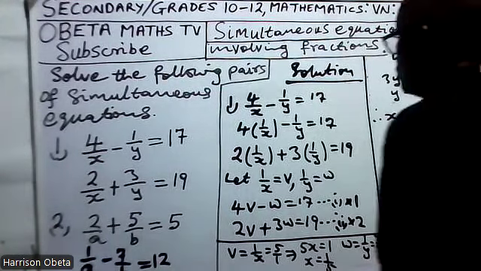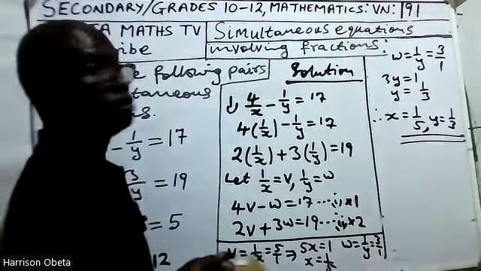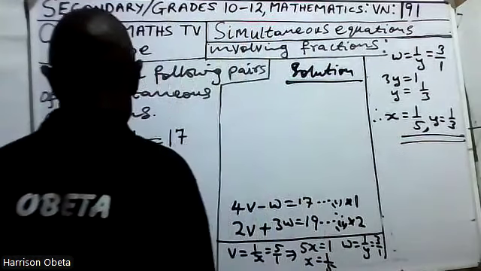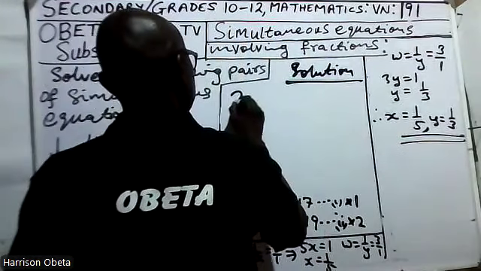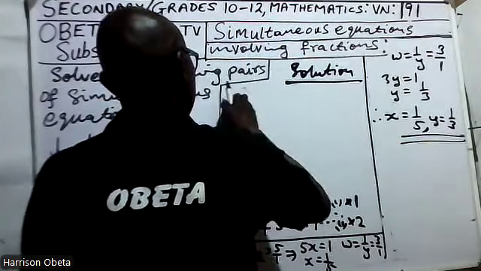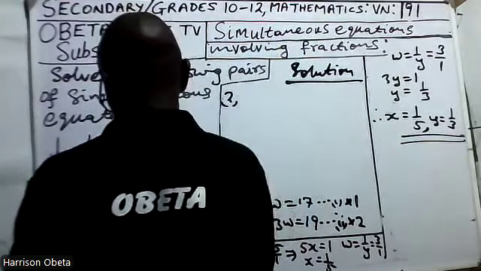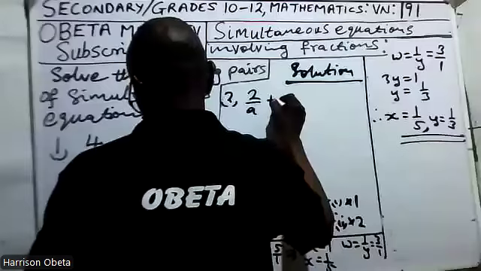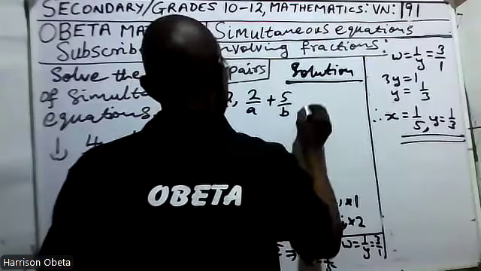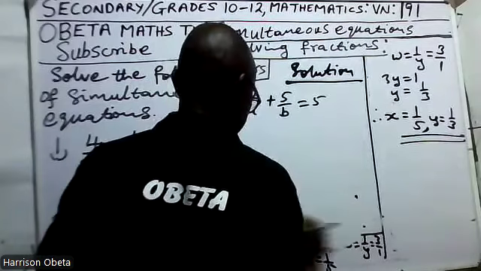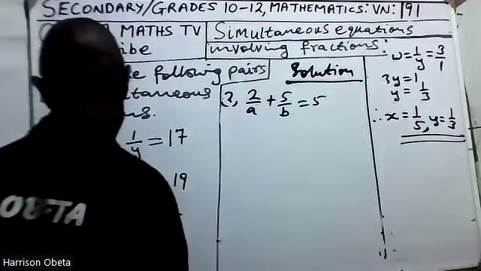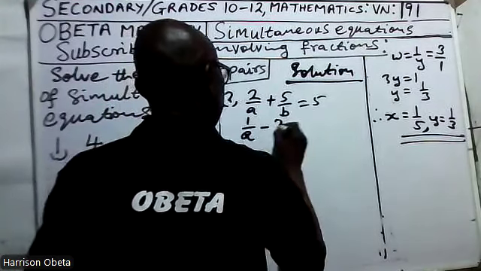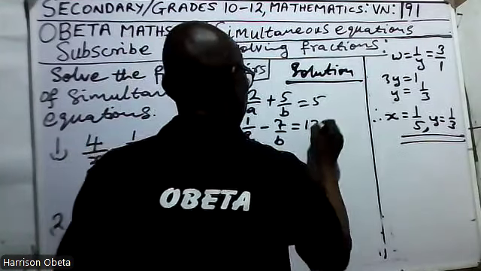So we go over to question 2. Question 2, we have 2 over a plus 5 over b is equal to 5. And then again, 1 over a minus 7 over b is equal to 12.